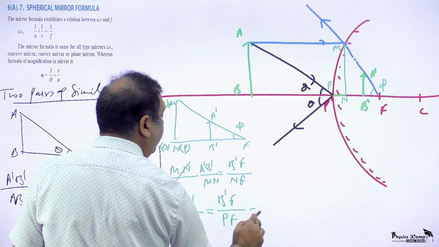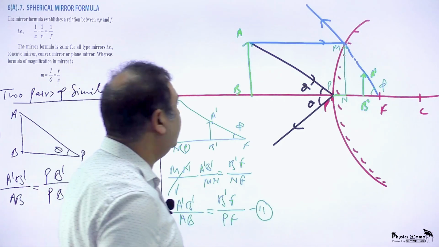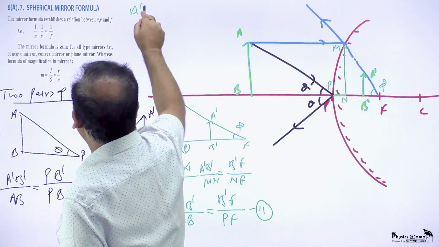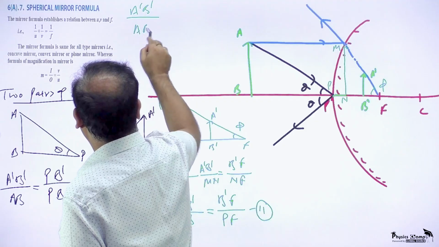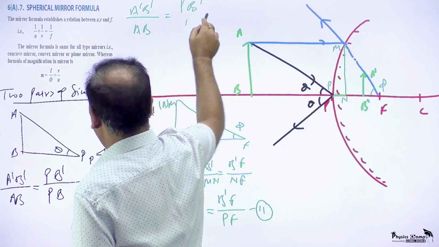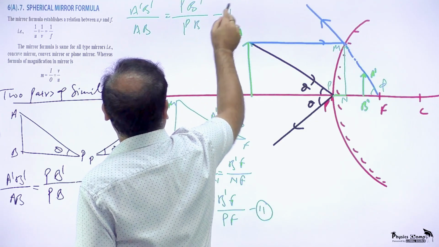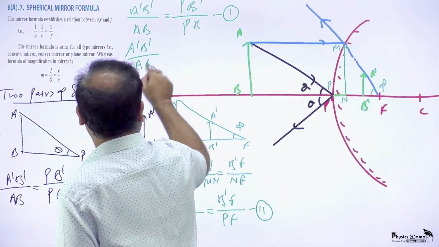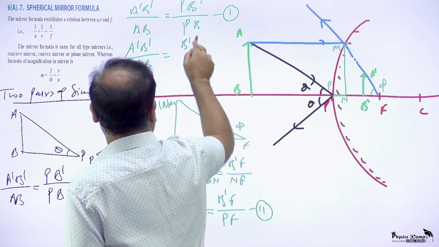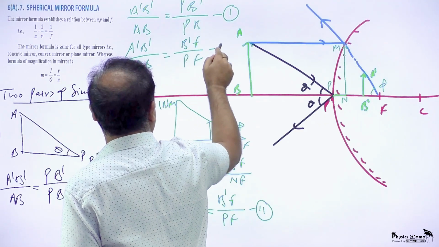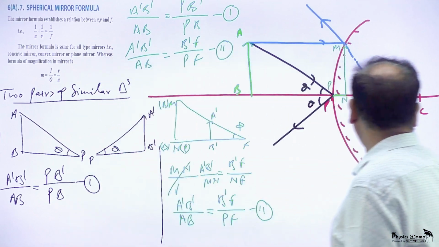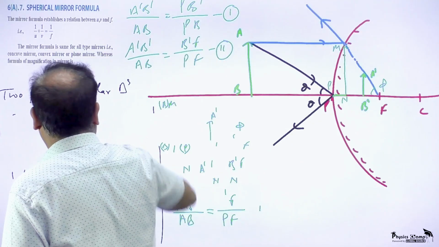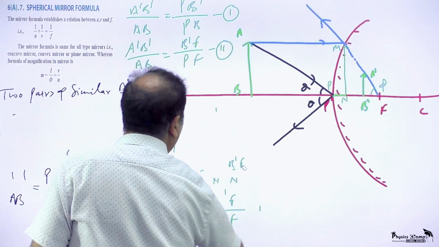So we have obtained two relations, which I am writing here. First, A dash B dash by AB is equal to PB dash by PB. And second, A dash B dash by AB is equal to B dash F by PF. Now we can go further to finally get the mirror formula and the formula for magnification.